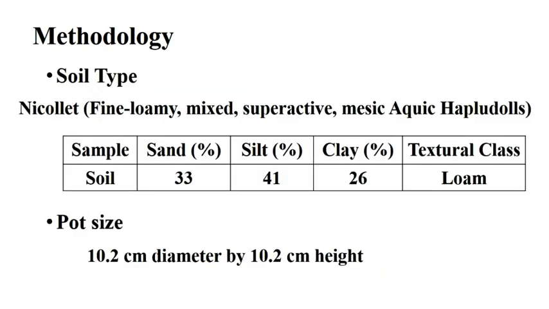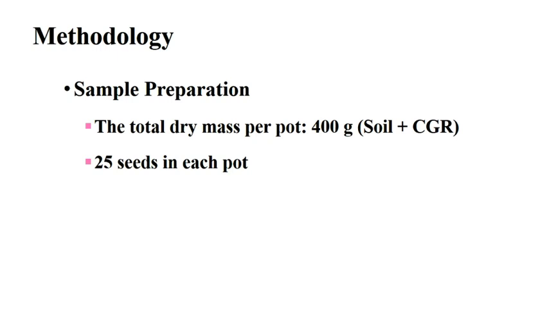The soil for our greenhouse study is Nicollet soil. This is a soil particle analysis table. We can see the soil has 33% sand, 41% silt, 26% clay, and the classification is loam. The pot size is 10.2 centimeters by 10.2 centimeters, with the same height. For our sample preparation, we use dry mass. For each pot, we have 400 grams of dry soil and dry slurry, and we have 25 seeds in each pot.